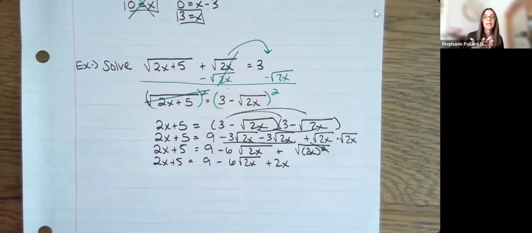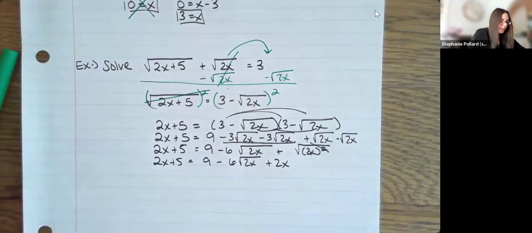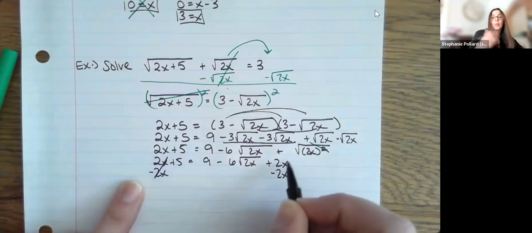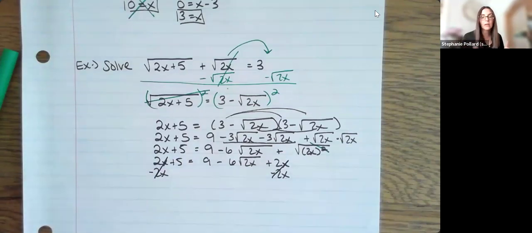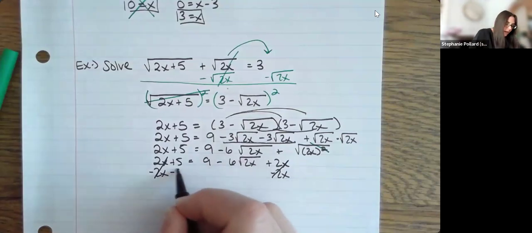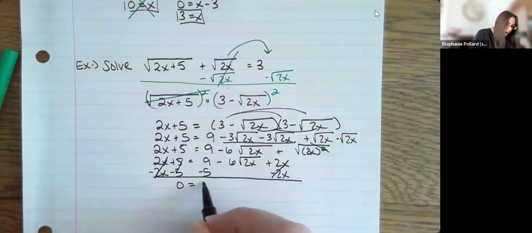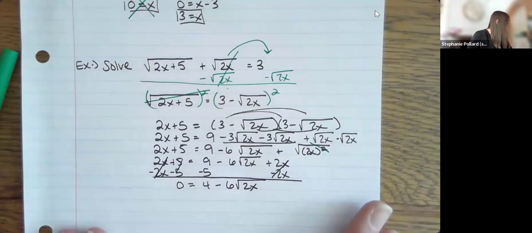And I'm going to start cleaning it up now. So one thing I'm going to do is bring the 2x to the other side, and you'll actually notice that they happen to cancel on both sides. That doesn't always happen that way. It just happens that way here. I'm going to subtract the 5 from both sides with the 9. So let's see, I have 0 equals 4 minus 6, all root 2x at this point.